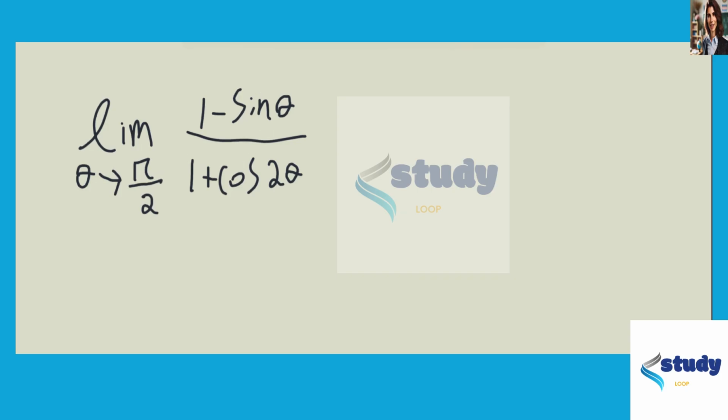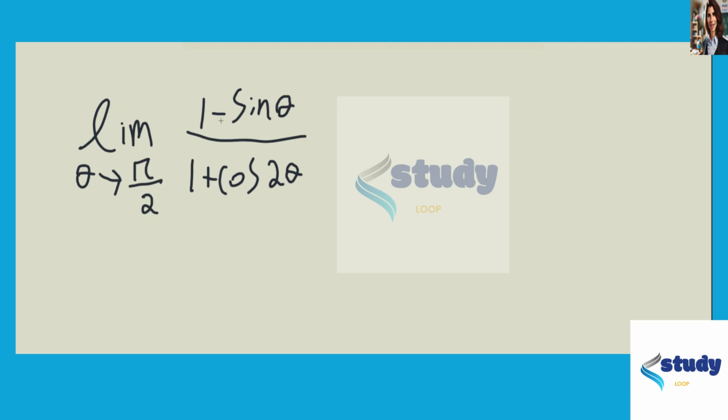Hello. So here we consider the limit as theta approaches pi over 2 of 1 minus sine of theta divided by 1 plus cosine of 2 theta. So we can use L'Hopital's rule. We have to first make sure we have an indeterminate form that we can use L'Hopital's rule on. So we're going to go ahead and just do direct substitution first.